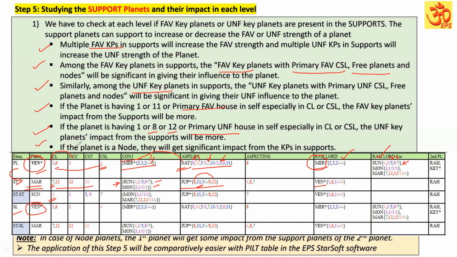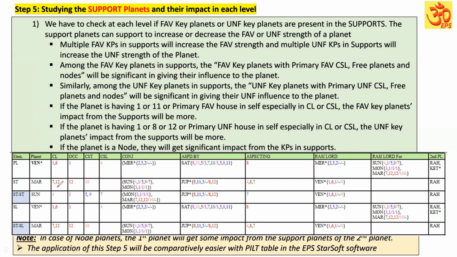If the planet is a node, it will get significant impact from the key planet in supports. Suppose Venus is in the nakshatra of Rahu or Ketu. That means the ruler is a node planet. You know that normally a node will get the influence of the support planets: conjunct planet, aspected planet, Rasi Lord, everything. It will get significant impact from those planets. So that way, when the node planets are playing, we have to consider it.